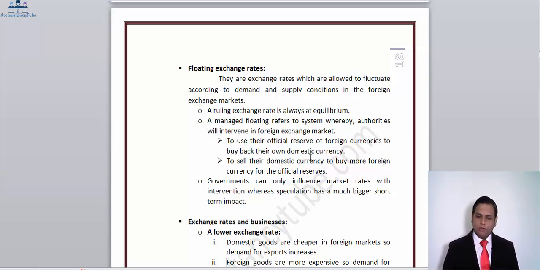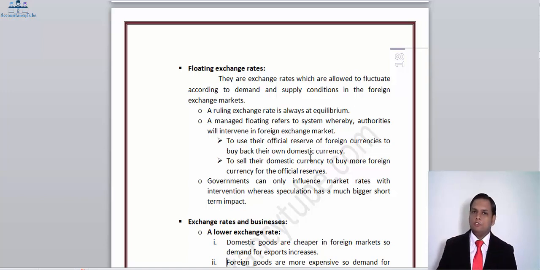Let's read out its property. A floating exchange rate is always at equilibrium, as I just told you. A managed floating rate refers to a system whereby authorities will intervene in the foreign exchange market. In the floating exchange rate as well, they have some sort of intervention if they believe that things are getting out of hand too far. So they start to intervene.